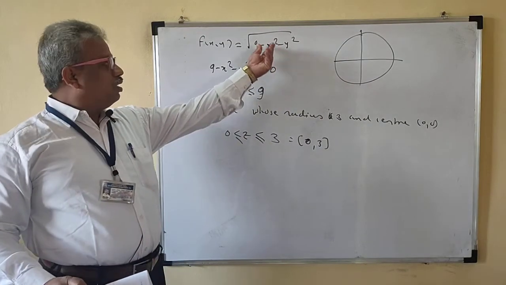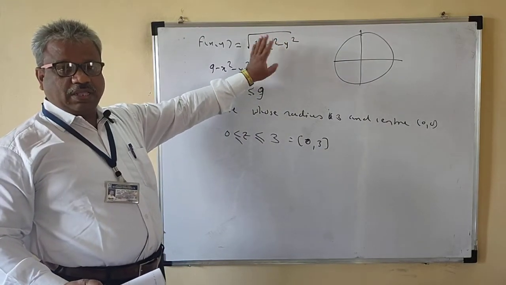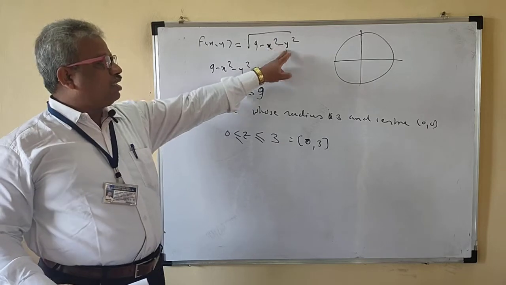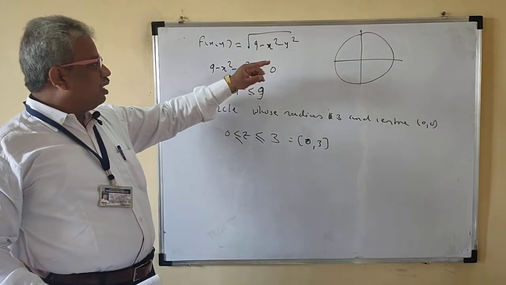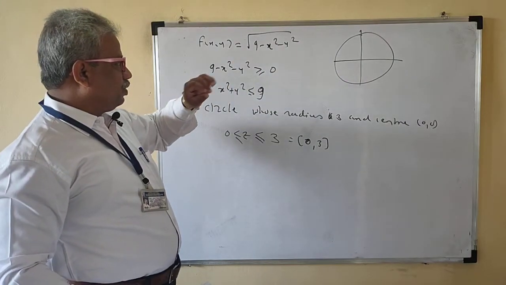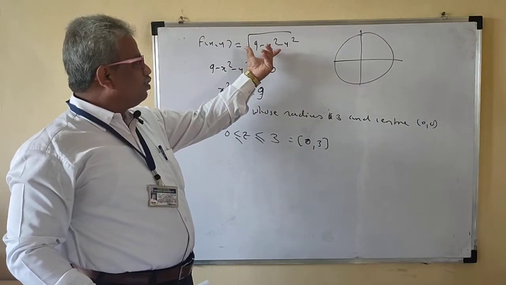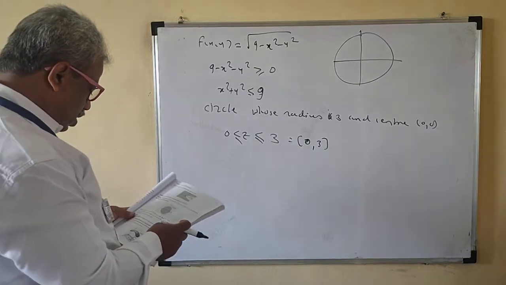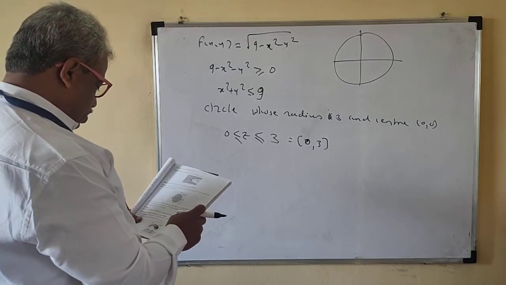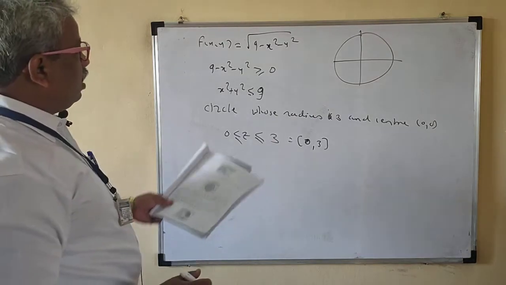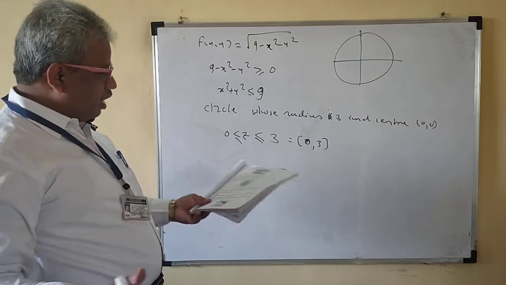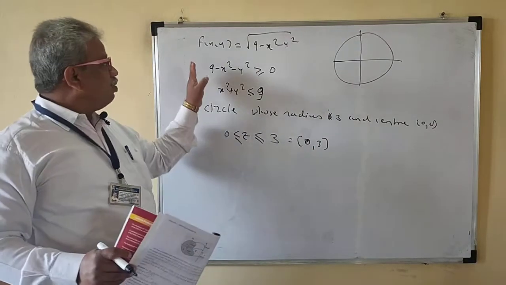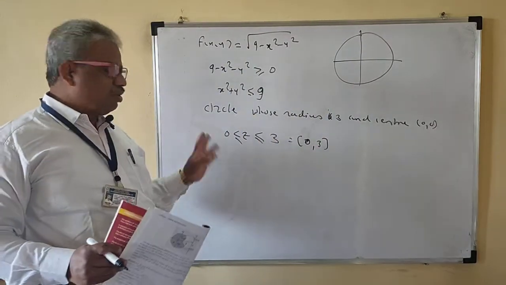Because 9 minus x square minus y square should be positive, the maximum value of this is root 9, that means 3. And the minimum value: if x square plus y square is 9, then 9 minus 9 is 0. That means the minimum value is 0 and the maximum value of this function is 3. So to find the range, you have to find the minimum value and maximum value. This is your range.